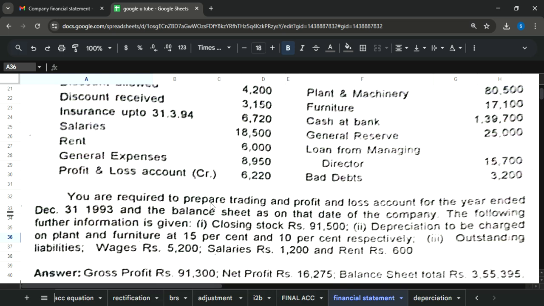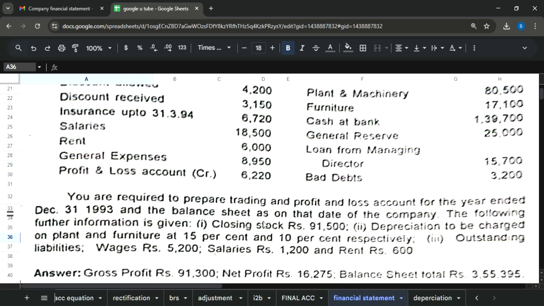You are required to prepare the trading profit and loss account for the year. Now please note it down. We are not going to prepare an account. We are going to prepare a statement. I'm sure that you will be noting it down. We are going to prepare a profit and loss statement. All right. And the balance sheet. So there are two things: the balance sheet and the profit and loss statement.